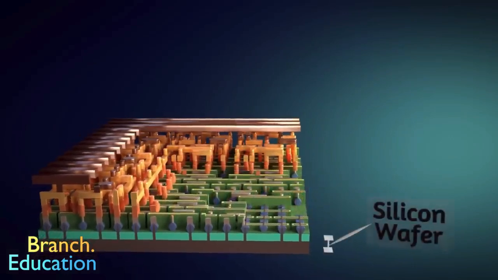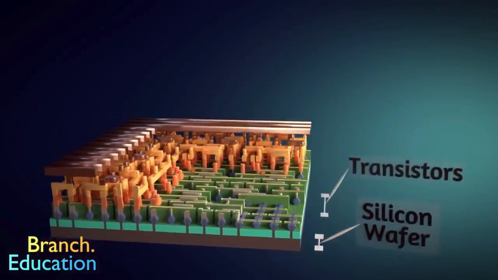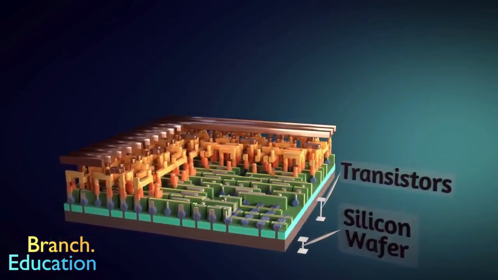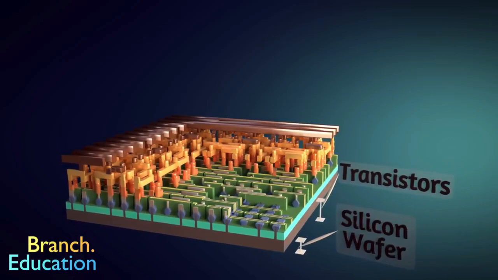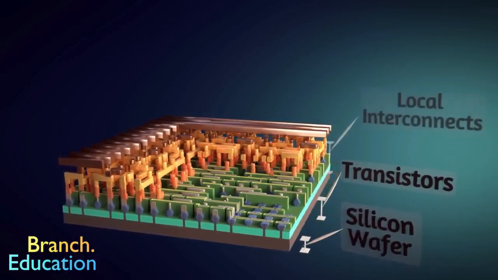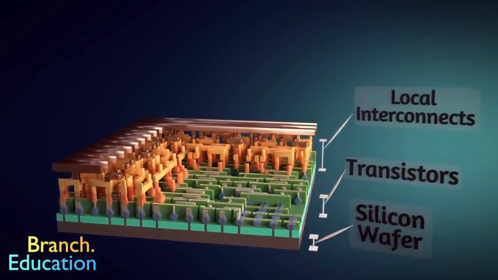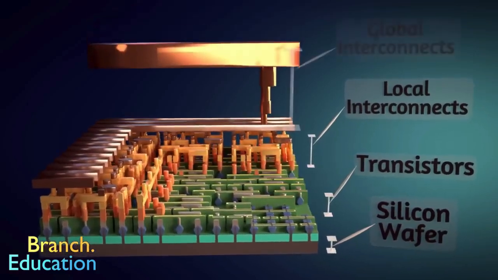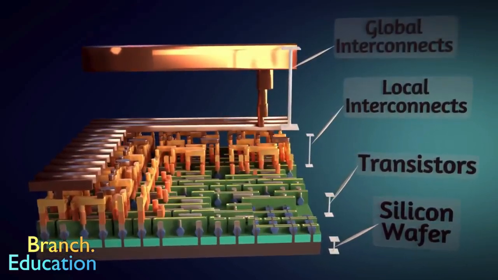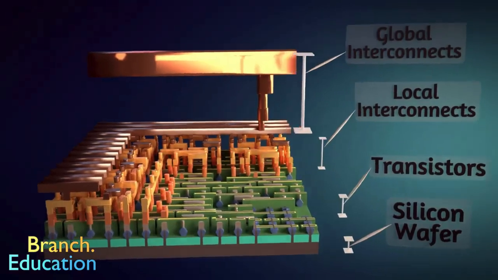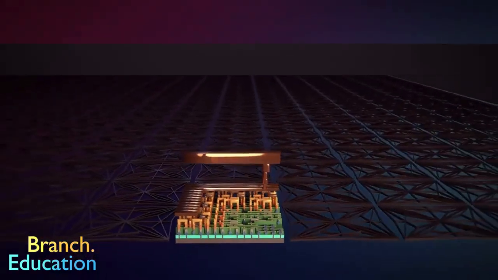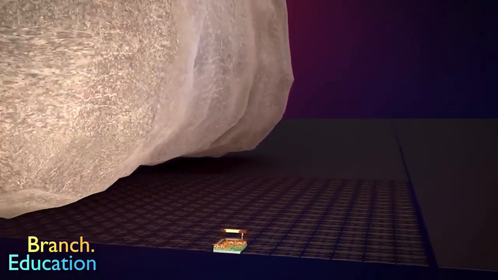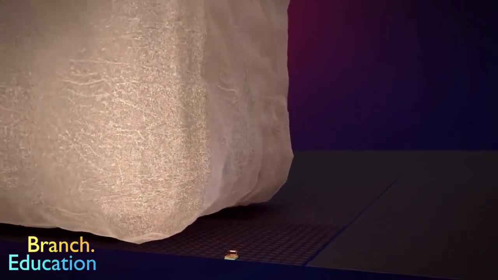On the bottom is the silicon wafer, and the billions of transistors are implanted and built into and on top of the silicon. On top of the layer of transistors are layers of local interconnects that connect transistors to one another. And then on top of that are the global interconnects that connect sections of transistors. This is just a small fraction of the entire SoC layout. Let's zoom out in order to get a sense of the size of these components.